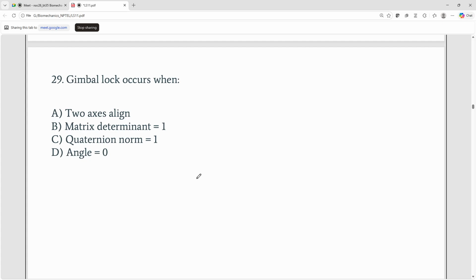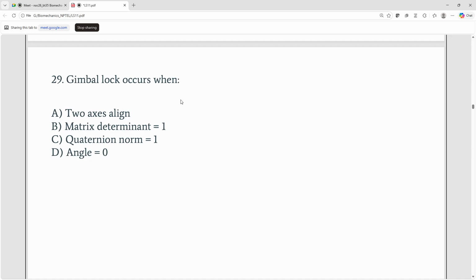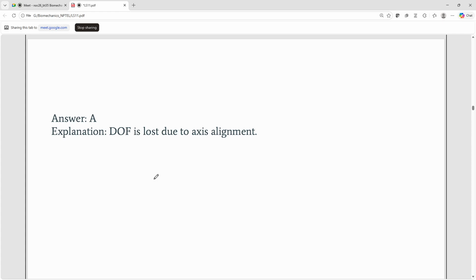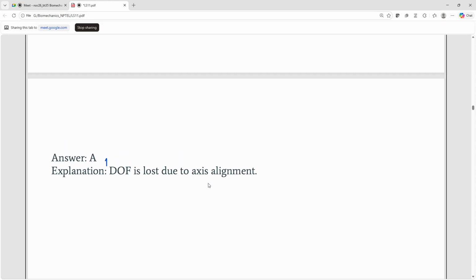Next question: when does gimbal lock occur? This question we have already discussed, so we know the answer. Option A, when two axes align. So gimbal lock occurs when two axes align with each other. Due to gimbal lock, 1 degree of freedom is lost due to axis alignment.